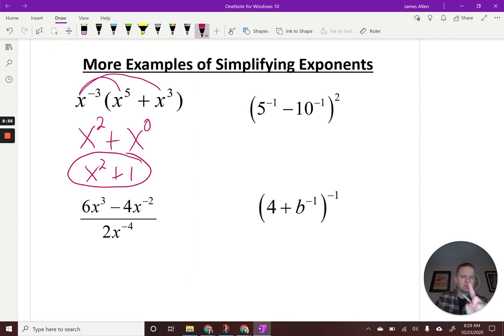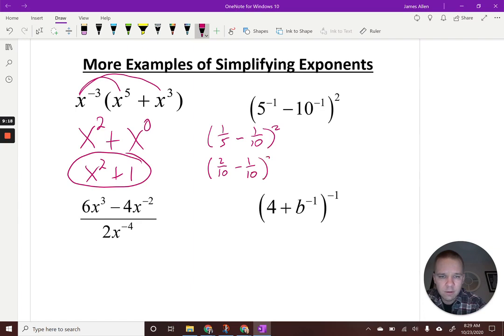But what about this? We said anything to a negative exponent, we could do the reciprocal, right? We could flip it. So perhaps I could rewrite it as 1 divided by 5, minus 1 divided by 10 squared. Now, I have 2 fractions being subtracted. I could get a like denominator, a common denominator, like so. Now I can subtract these.